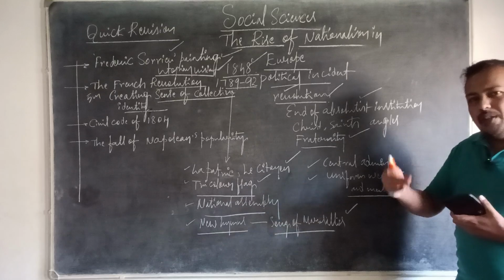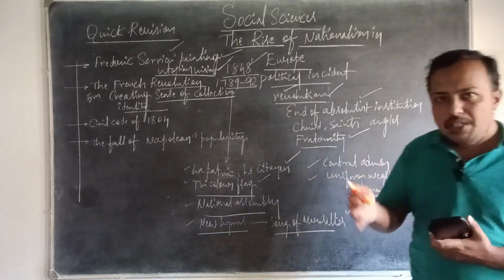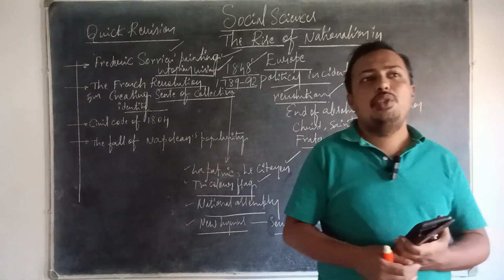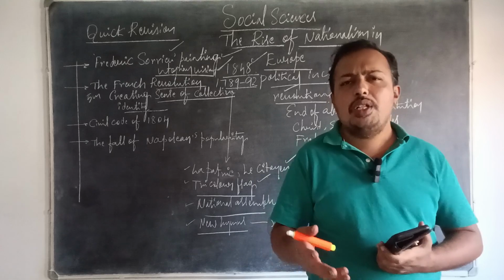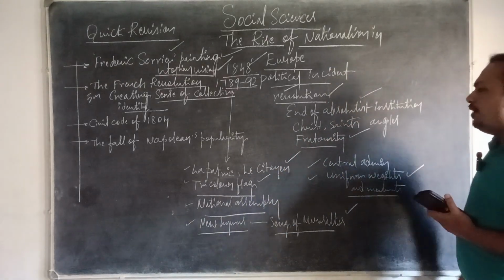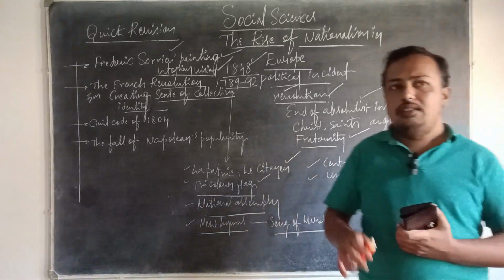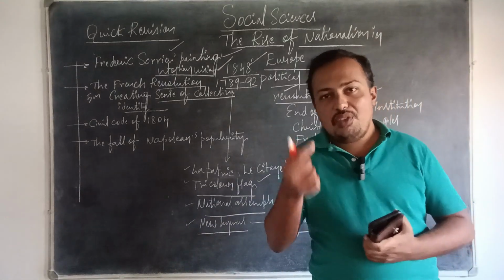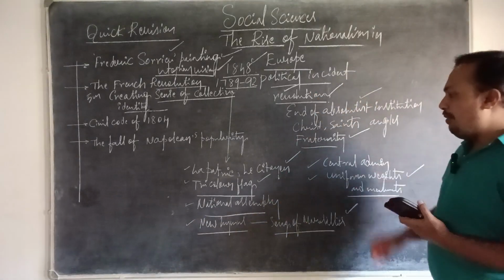Different currencies, different weights and measurements were in usage before the French Revolution. During the French Revolution, a uniform currency and uniform weights and measurements were introduced across France. This created the sense of collective identity among the French people.